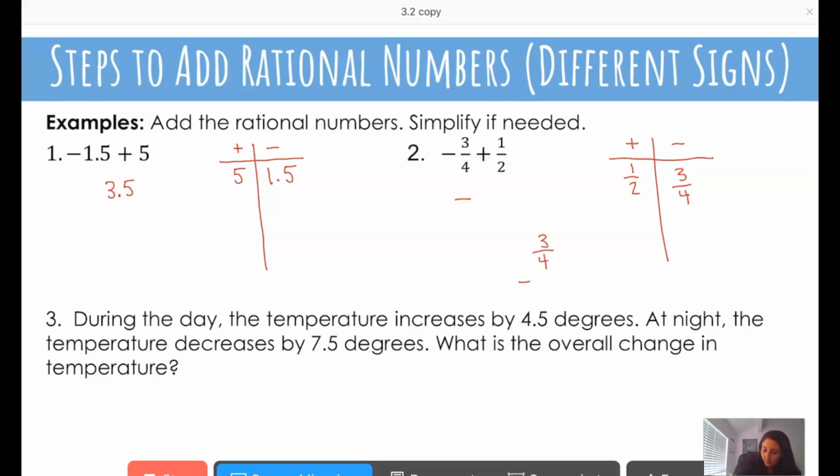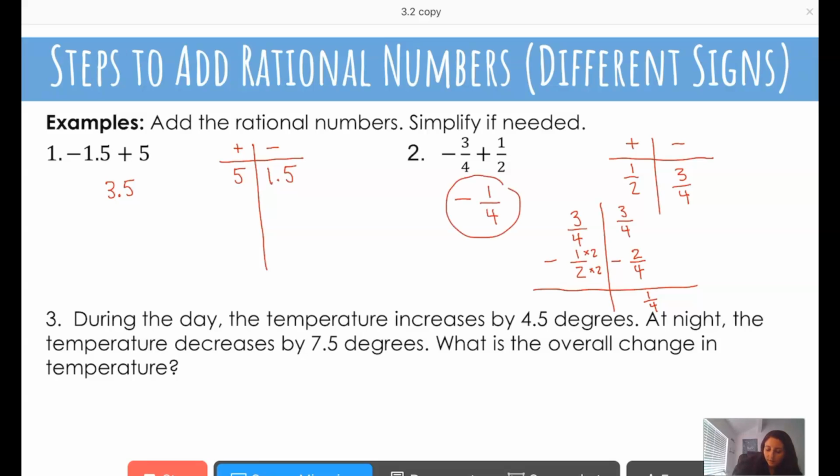minus 1/2. 3/4 minus 1/2, and I need to get a common denominator. So 4 and 2 have 4 in common. So 1/2 is the same as 2/4. To get to 4, we're going to multiply by 2. 3/4 minus 2/4, 3 minus 2 is 1, and keep the denominator, so 1/4. So your final answer is negative 1/4.